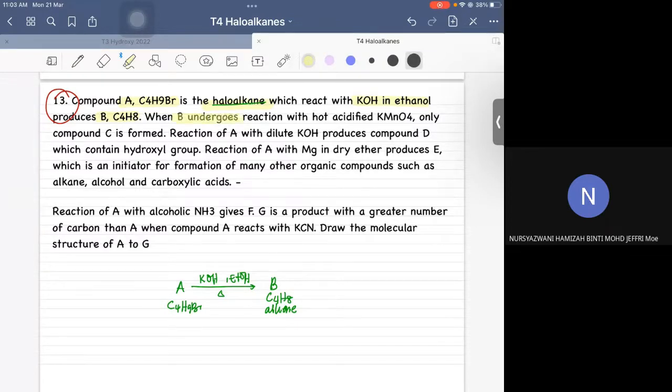B undergo reaction with hot acidified KMnO4. Only compound C is formed. Next is B react with KMnO4 acidified. Okay, hot. Maksudnya ada heat. And then only C produce.